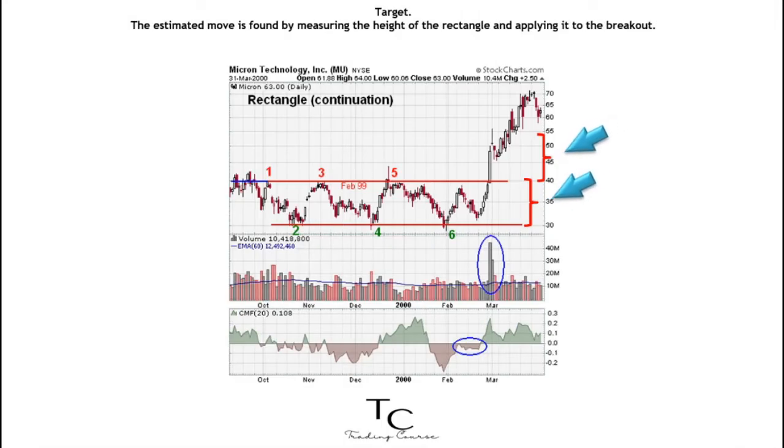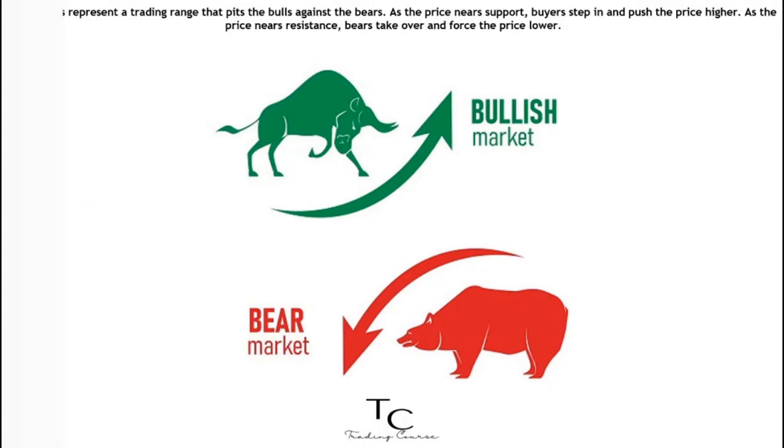Target. The estimated move is found by measuring the height of the rectangle and applying it to the breakout. Rectangles represent a trading range that pits the bulls against the bears. As the price nears support, buyers step in and push the price higher. As the price nears resistance, bears take over and force the price lower.